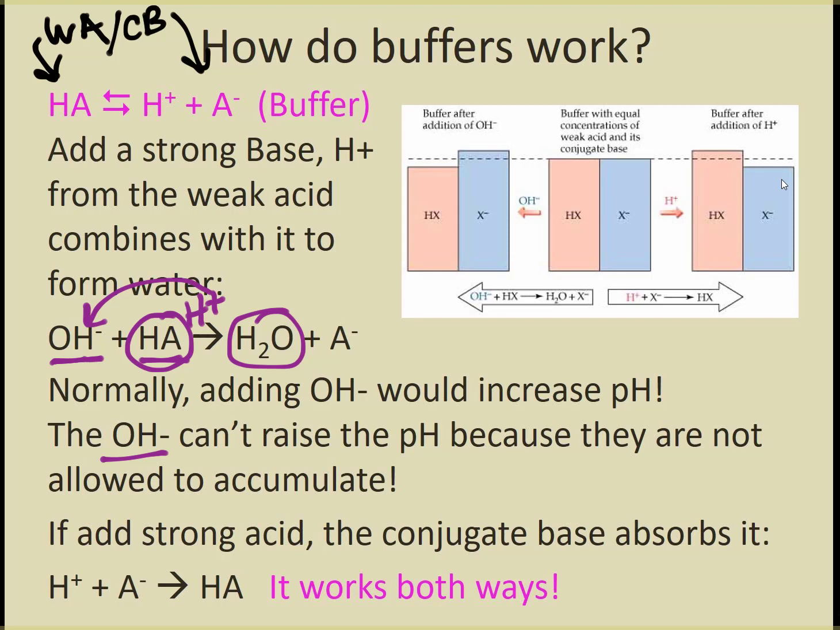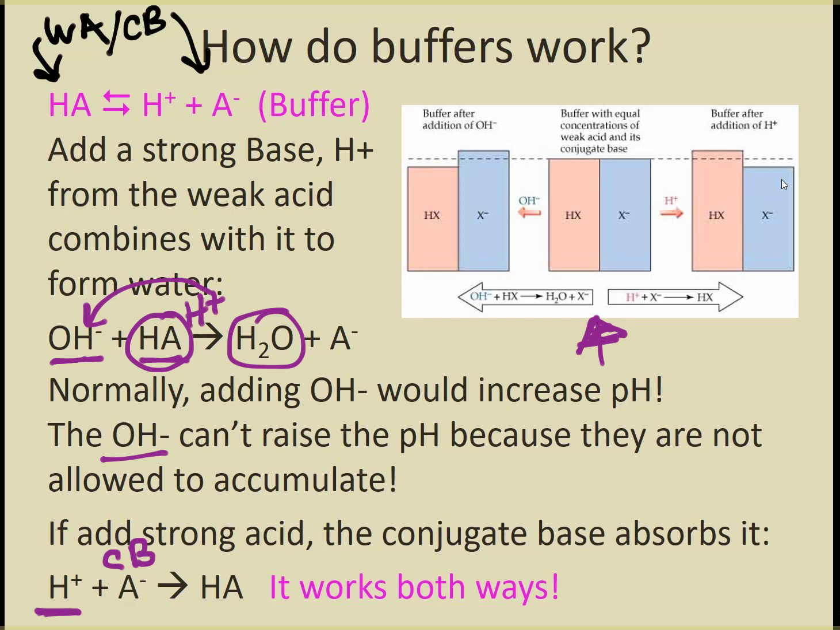Now, if you added a strong acid, so in my last example down here, if you add a hydrogen ion, then this time the conjugate base is going to absorb it and drive the reaction the other direction. So again, you don't have hydrogen ions hanging out there being allowed to accumulate, and this keeps the pH approximately the same. You can see your example right here in the picture.